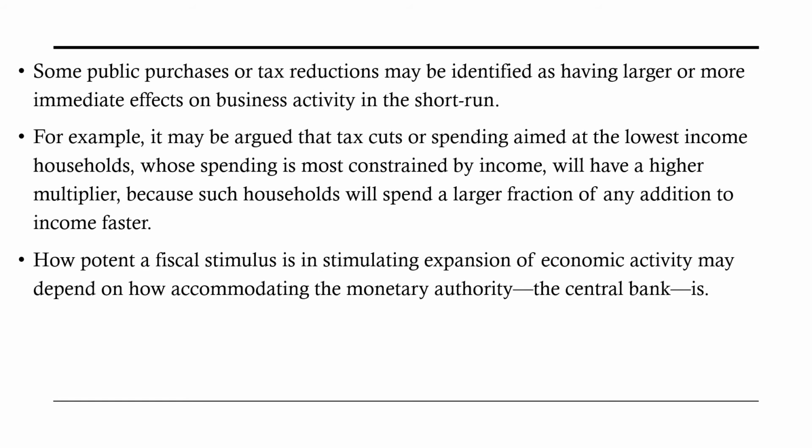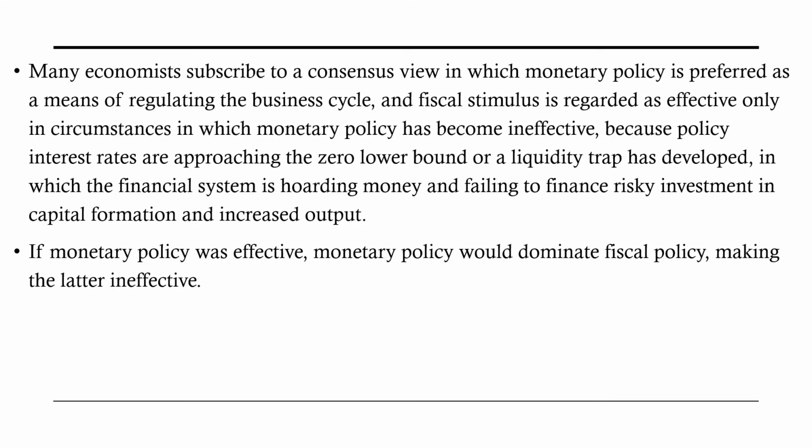For example, it could be argued that a tax cut or spending aimed at the lowest income households, whose spending is most constrained by income, will have a higher multiplier, because such households will spend a larger fraction of any addition to income faster. How potent a fiscal stimulus is in stimulating expansion of economic activity may depend upon how accommodating the monetary authority is. That is, how accommodating the central bank of the economy is.